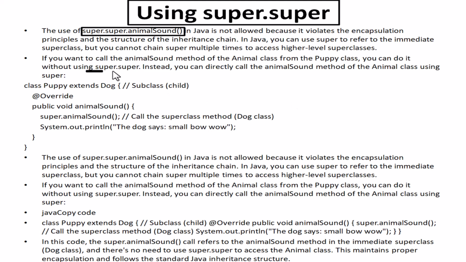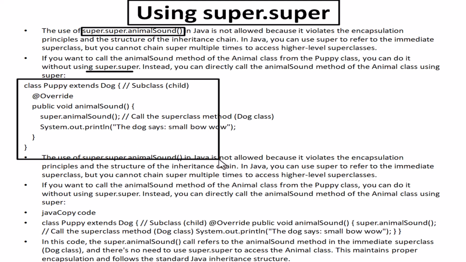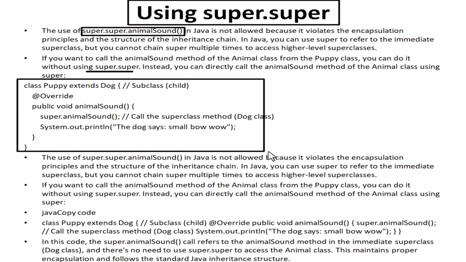Instead of that, you can directly call the animalSound method using super. For example, consider this particular example: Puppy extends Dog. Now here animalSound is common among all the classes. Whenever you call super.animalSound, you will get the Dog method. It means it is calling the animalSound which is in the superclass but not in the present class.